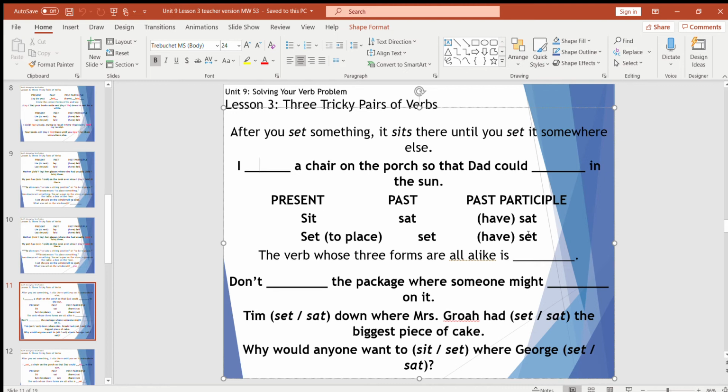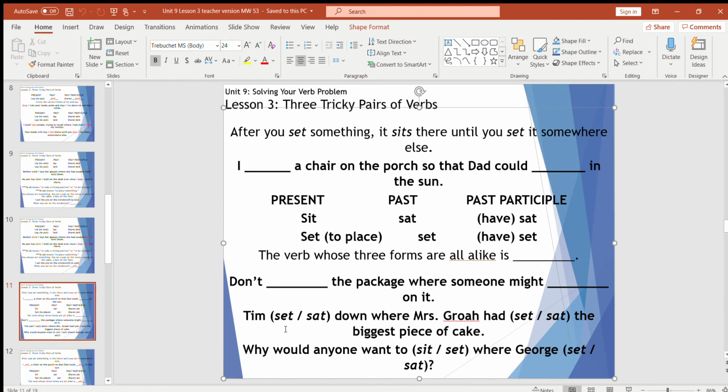So, don't blank the packages where someone might blank on them. Don't place or don't sit. Don't set. Don't S-E-T the package where someone might what on it? Might sit on it. Like I said, sit, set, not as bad. So Tim sat or sat down where Mrs. Grow had set or sat the biggest piece of cake.